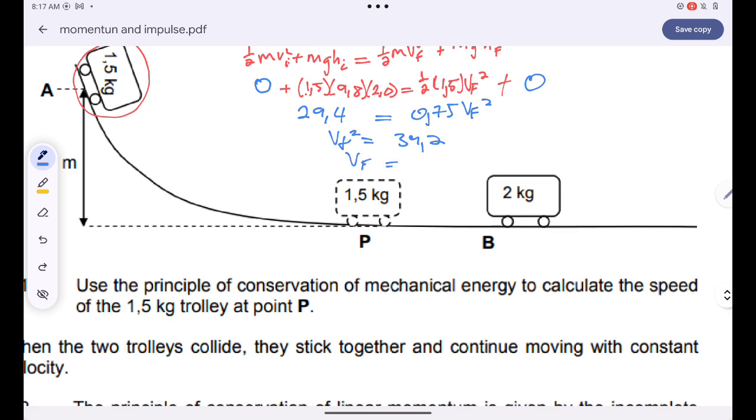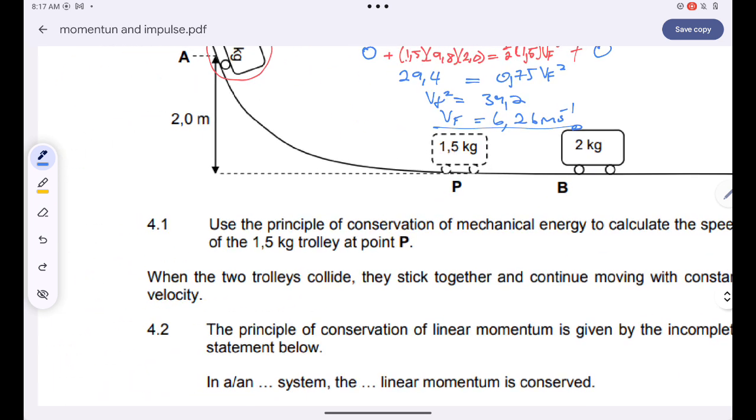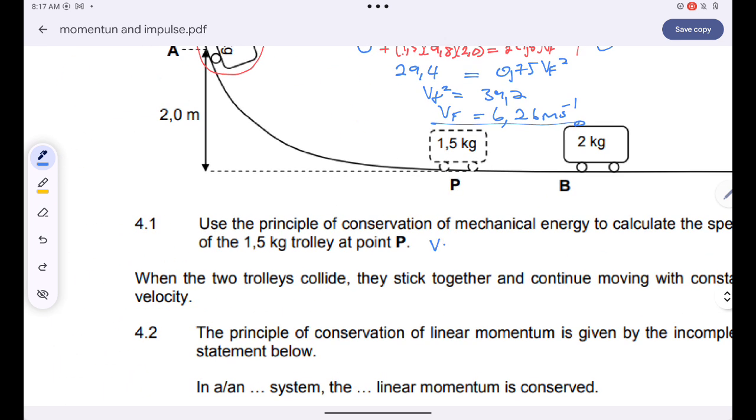Then the velocity will just be 6.26 meters per second. So the velocity of the block at position P is 6.26 meters per second. Are we together? At point P, the speed or the velocity of the block is 6.26 meters per second.